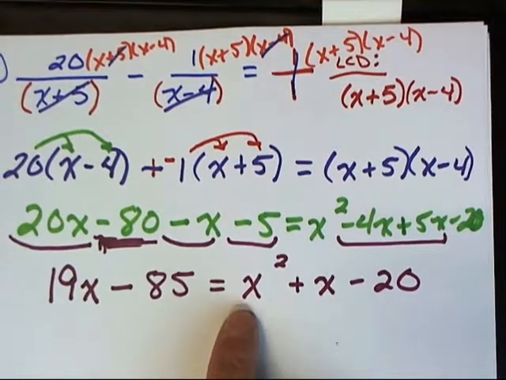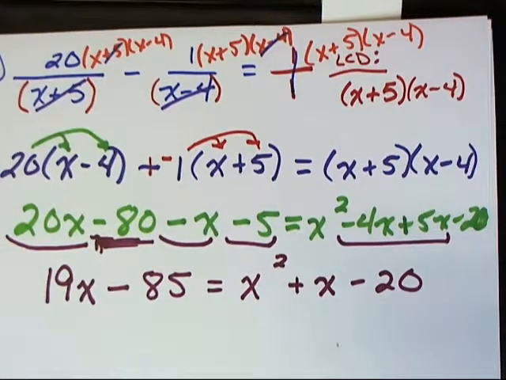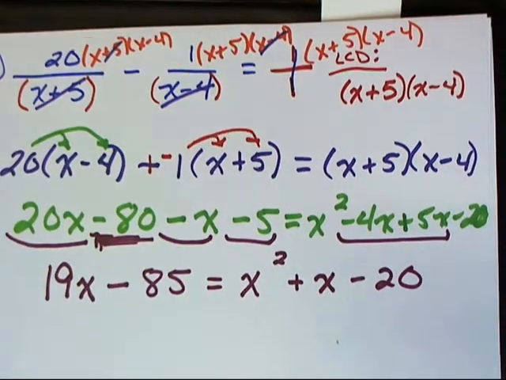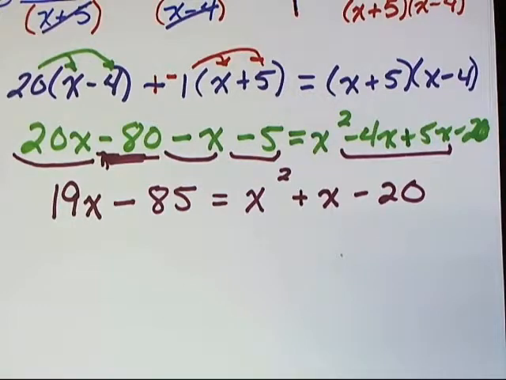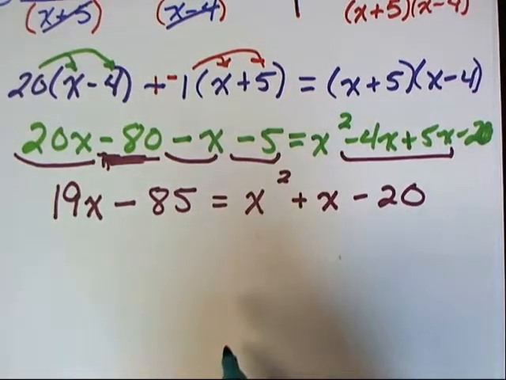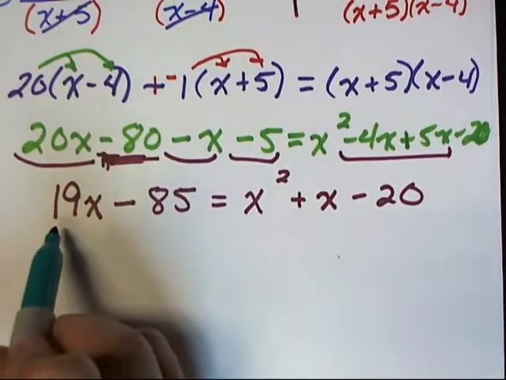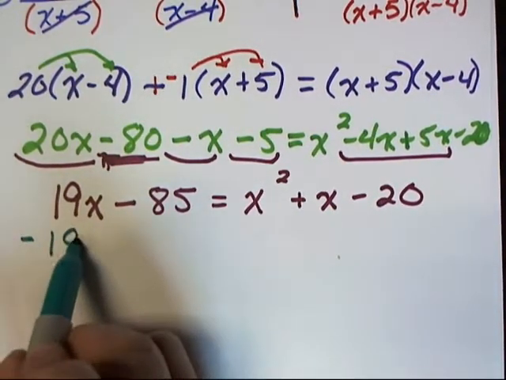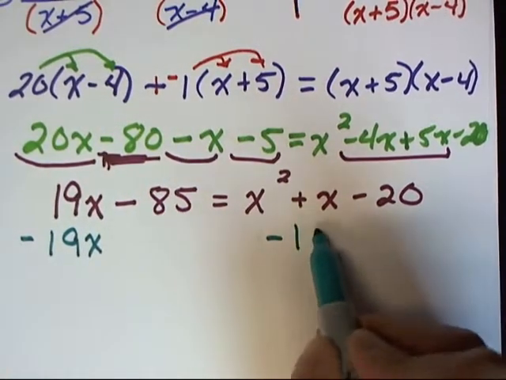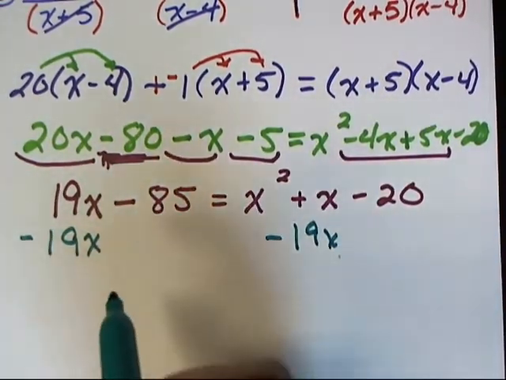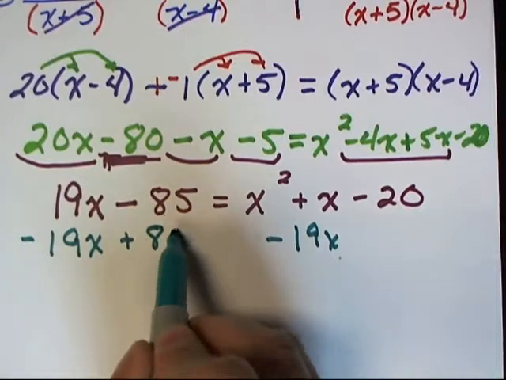Now, we have an x squared. To solve an equation that has an x squared, we get everything to one side of the equal sign. I always keep my x squared positive because it's a whole lot easier to factor later if it's factorable. Gets us really confused if we have a negative x squared. So I'm going to move both terms from the left side onto the right side. It's a positive 19x, so I'm going to subtract 19x. It's a negative 85, so I'm going to add 85.